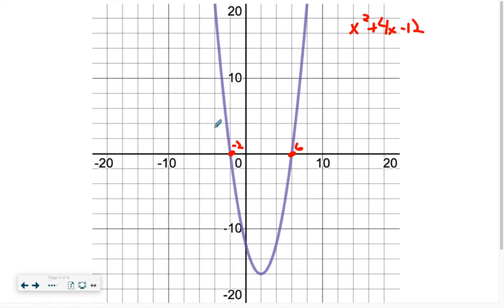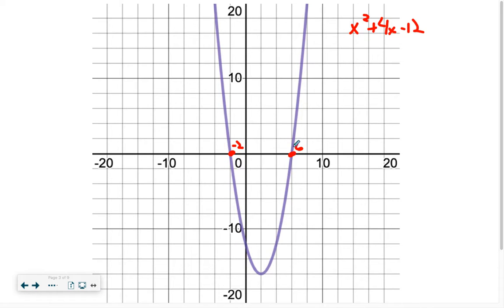We chose 3, plugged 3 in, and said, well, that's a positive value. So that entire piece of the graph is positive. Then we picked a value in between -2 and 6. We chose 0 and found that that was a negative value. That means that entire interval is going to be negative.